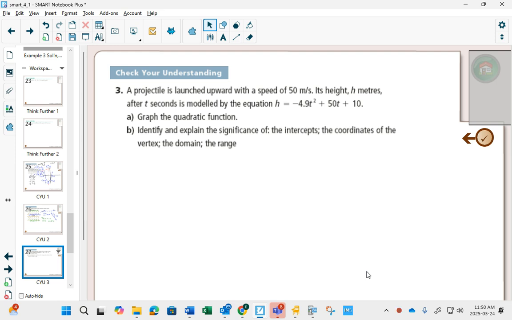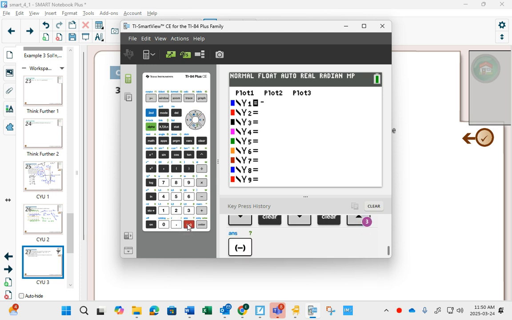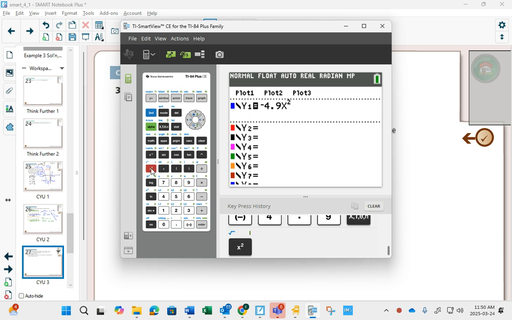But this would be hard with the decimal to do a table of values, so what we're going to do is we're going to go to our graphing calculator and we're going to type this in. Now the negative button is right beside the enter button. Important that you don't use the subtraction button. Negative 4.9x squared plus 50x plus 10.